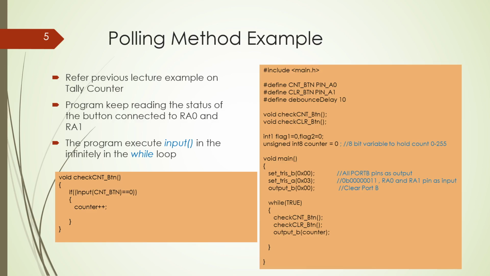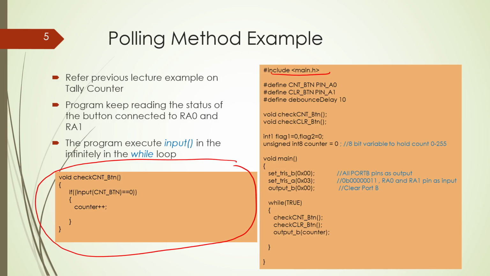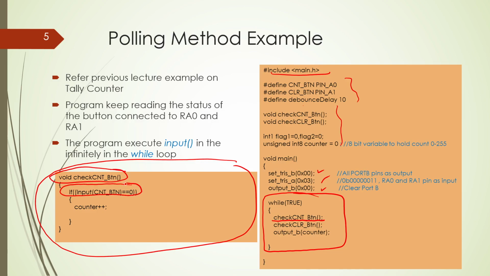For example, if we look into this example program code, this is a tally counter. This is the main program, and this is the function, whereby we call the function inside the main program. So this is define, and then initialize all the values. In the main program, initialize set trace as the input or output, and then port B as the output. And then here is where the program repeats or loops forever. While true, first what it does is check count button. So when this happens, it will go to the function count button, which is this one.